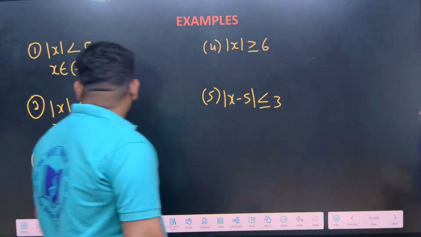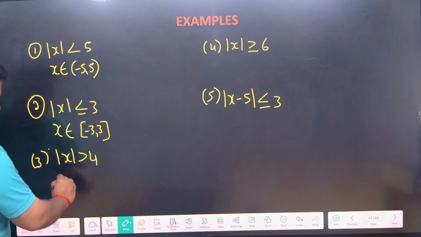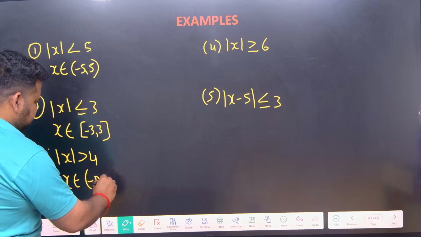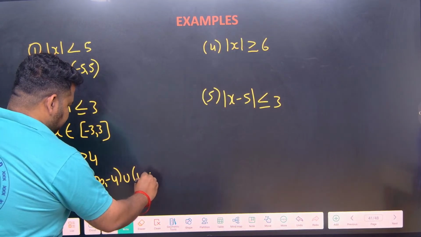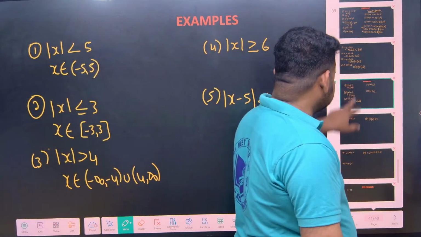Okay, next one. Mod x is greater than 4. Mod x is greater than 4 means what I should do? x belongs to the open interval minus infinity comma minus 4, union open interval 4 comma infinity. Why? Because look at this result.